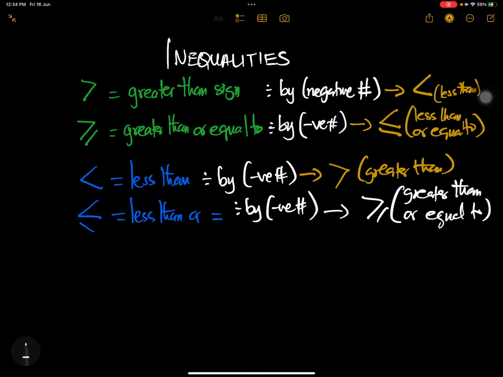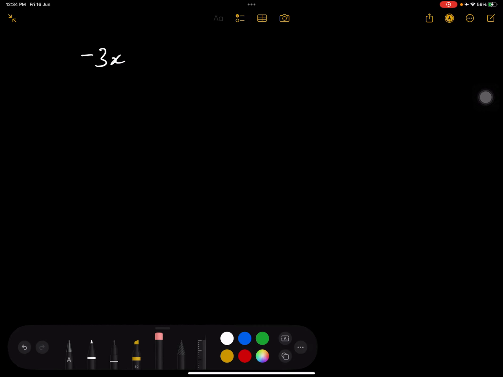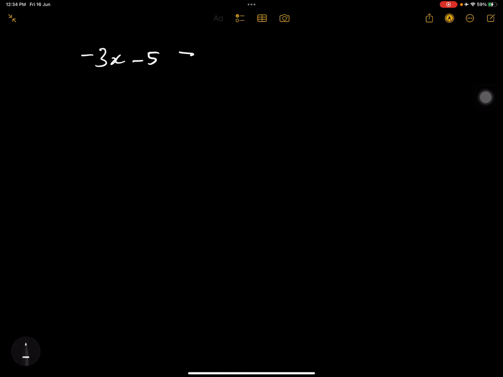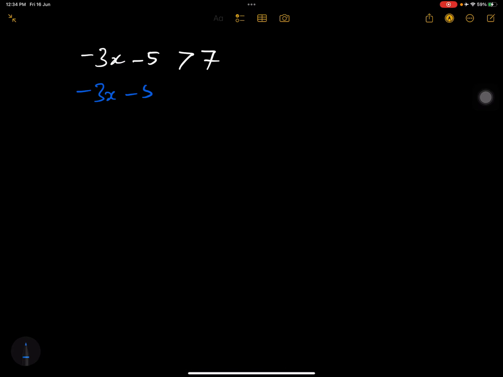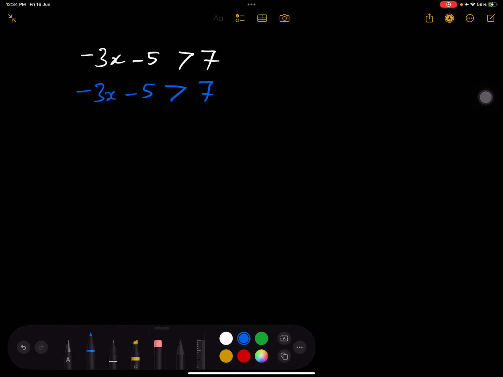So let's get into some questions. Suppose we have negative 3x minus 5 greater than 7. We are going to divide by negative 3. Sorry, we're not going to divide yet. We're going to rearrange.